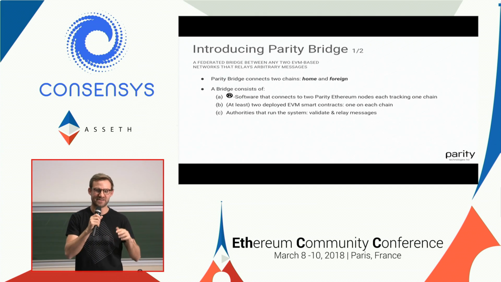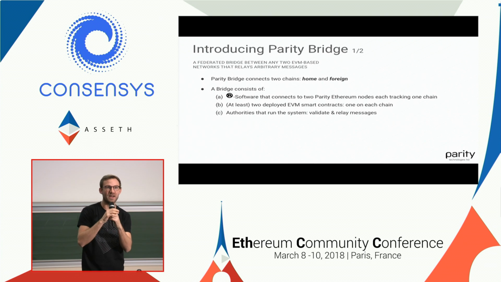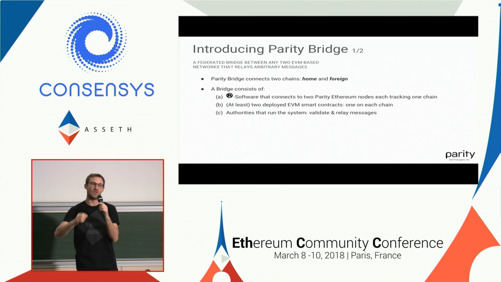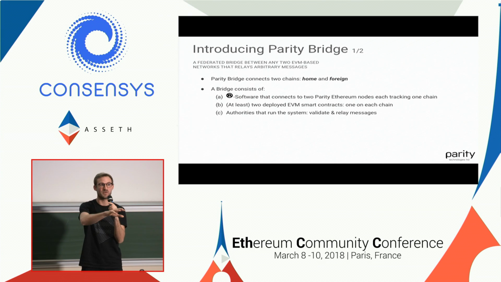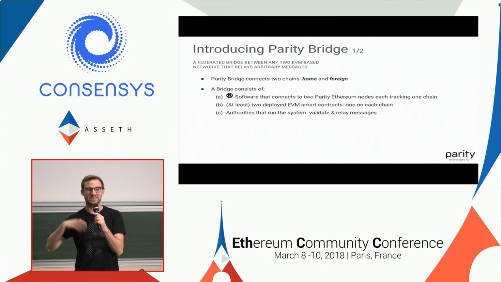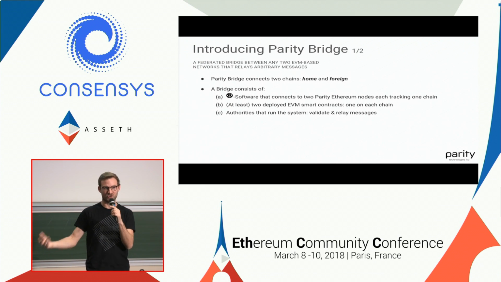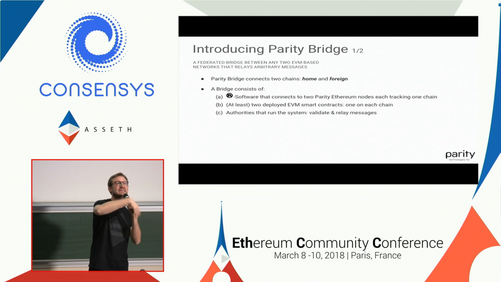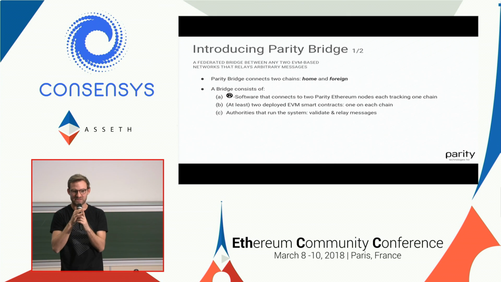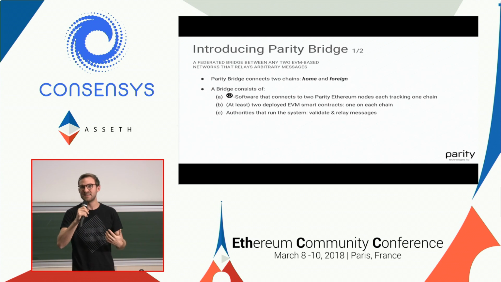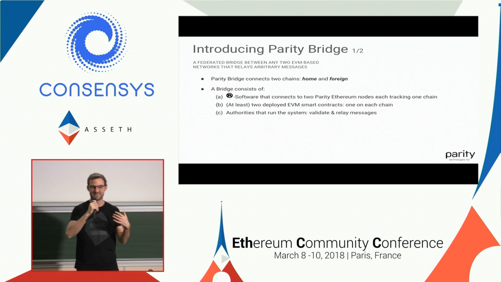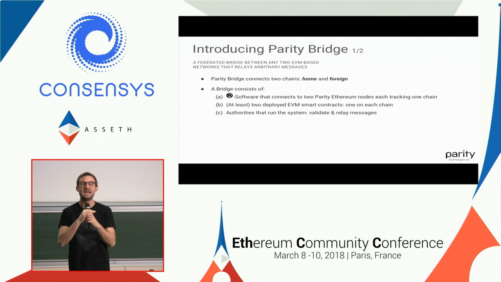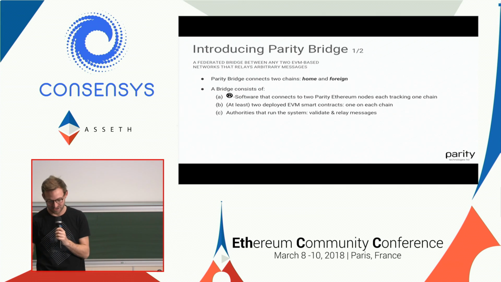And the bridge really consists of, I would say, 3 parts. One part is Rust software that connects to 2 Parity Ethereum nodes, each running one of the 2 chains, home and foreign. It consists of 2 deployed EVM contracts, one on each of these chains. And the nodes track any events in these contracts and interact with these contracts. And last but not least, entities in meat space, which we call authorities, that run the system, that run these nodes and the bridge software, and validate and relay messages between those.